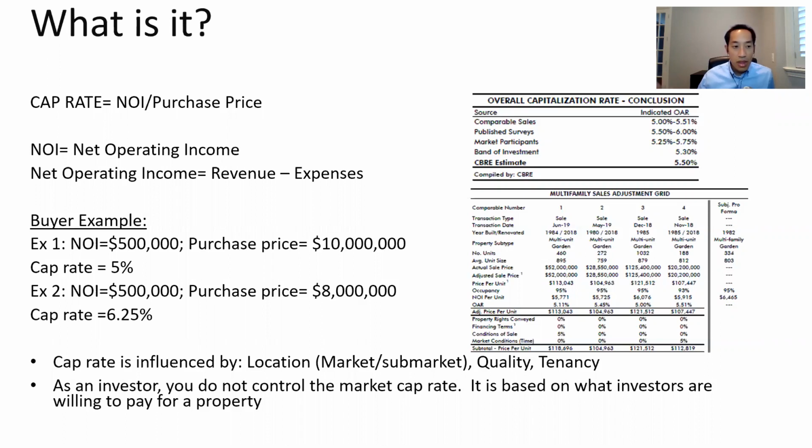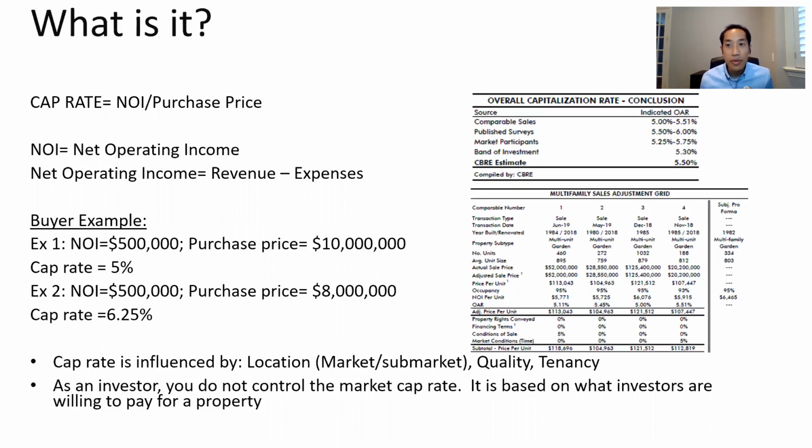And then as an investor, you don't control this market rate, right? So as a cap rate, it is based on what investors are willing to pay for that property. And so on the right hand side, you can see this comes out of an appraisal that was done recently. They look at a couple things, right? So they look at comparable sales, they look at surveys out there in the market. They call listing brokers, they call other buyers, other participants in the market, and then come up with a cap rate.